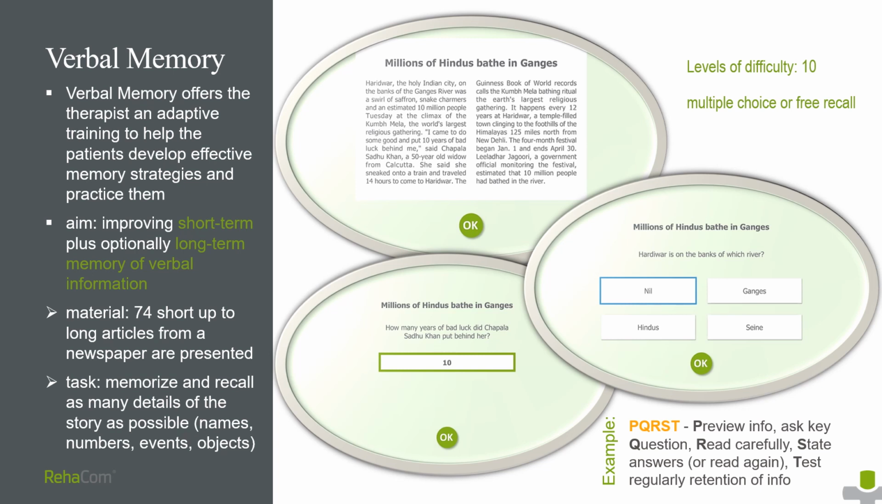For the verbal memory training, you may apply, for example, the so-called PQRST strategy, a technique proven effective for more complex verbal and written information. PQRST is the acronym of Preview Info, Ask Key Questions, Read Carefully, State Answers or Read Again, Test Regularly Retention of Info. This method drives individuals through a series of steps favoring deep analysis and organization of texts to be learned, which improves later storage.